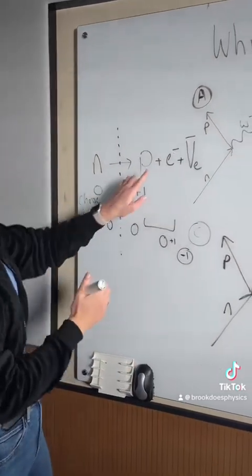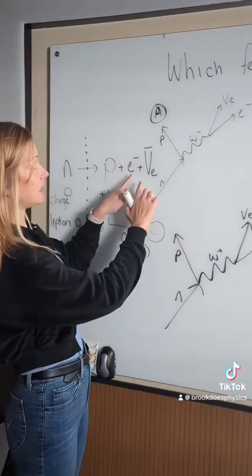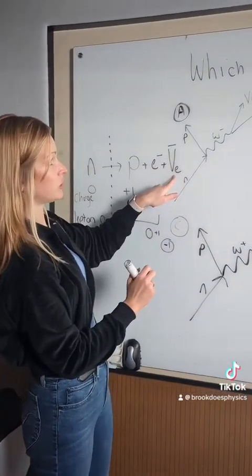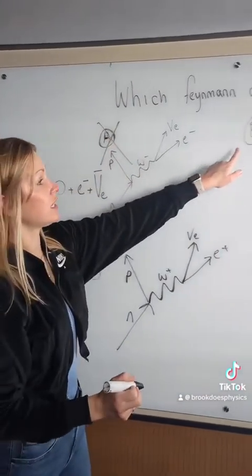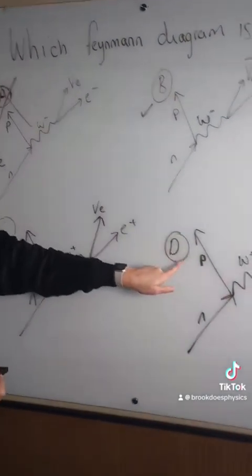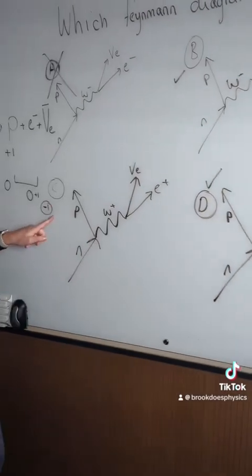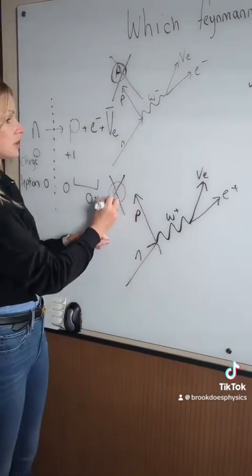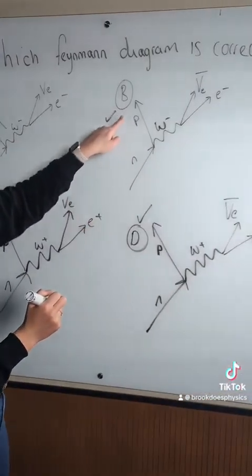Okay, so that's first what I'm looking for. I'm looking for a neutron changing to a proton and giving me an electron and an antineutrino. So clearly it can't be A. Again, I look here. That looks good so far for B, so it might be B. I look here for D. Again, that looks pretty good, so it might be D. And I look here for C, and it can't be C because that's not an electron, that's a positron. So what I need to decide now is, is it B or D?